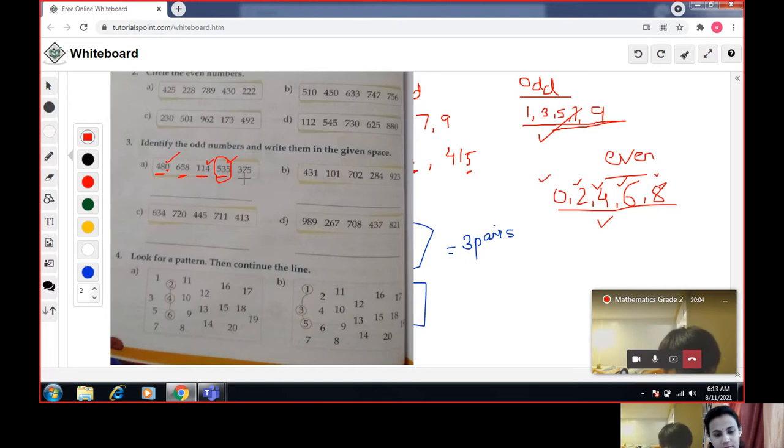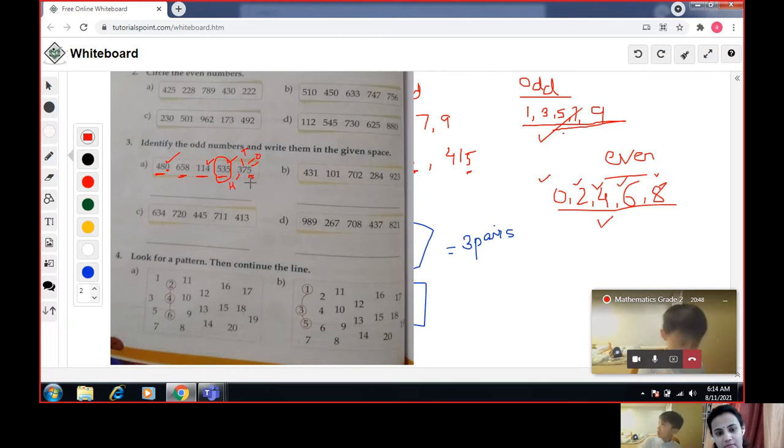See the ones place I have told you. See the ones place. I know ones and tens. So in the ones place there is 5. Can you see the ones place? This is ones. 7 is tens and 3 is hundreds. This 3 is hundreds. Okay? So we have to see the ones place, not the hundreds place.